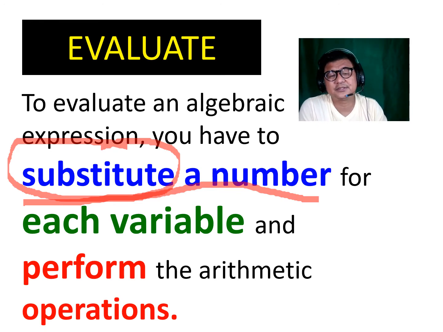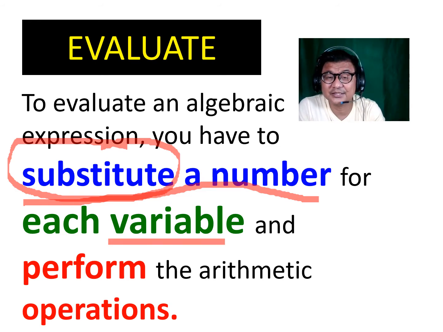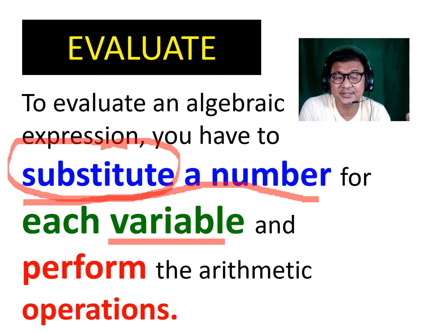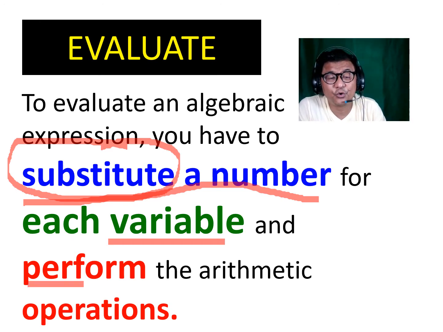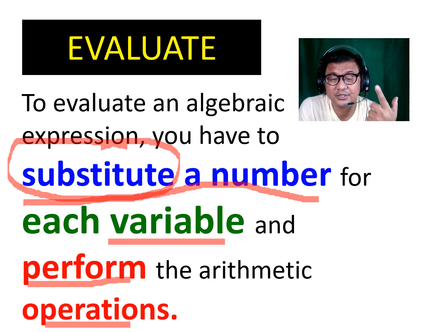Now that substitute will be replacing the variable. The x, y, and z's will now be represented by a specific number. If the x, y, and z's are now numbers, then you can perform the operation. Okay, remember SVP: substitute, variable, perform.